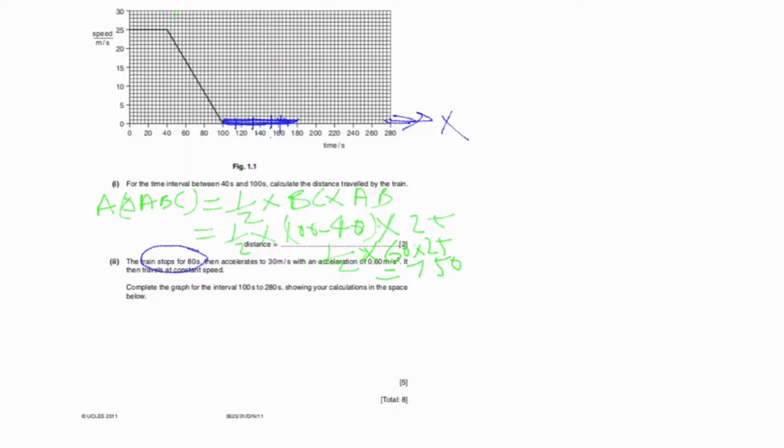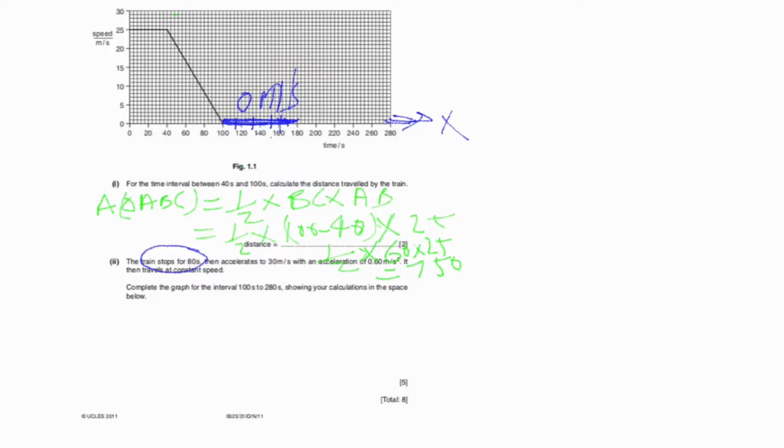So this is the answer. It will coincide with the x-axis till 180. Then further we have to find the acceleration and complete the graph. Till 180 it is 0, so this is coinciding here, with a speed of 0 meters per second. Now further we want to find the time.